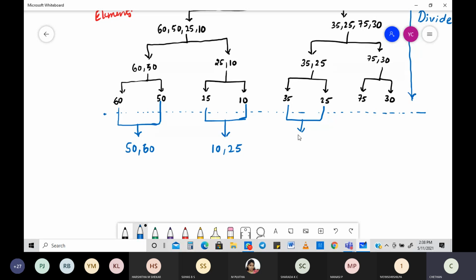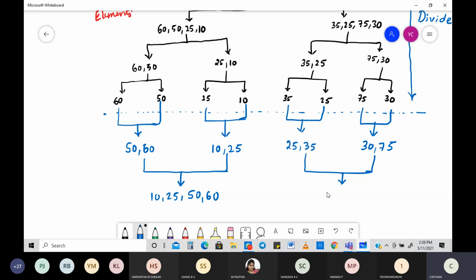Next thing is these two will come together to form the new set of elements, which is 10, 25. Be careful. 10, 25, 50, 60. Then these two will come together to form one more thing called 25, 30, then again 35, 75. Done. Now what's the next thing?